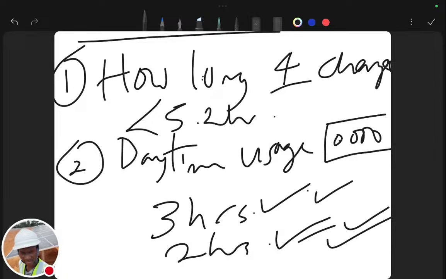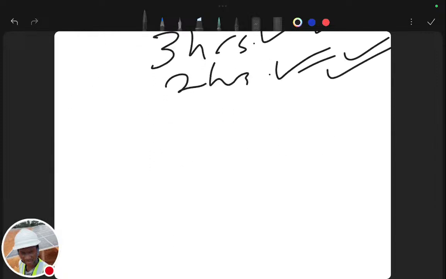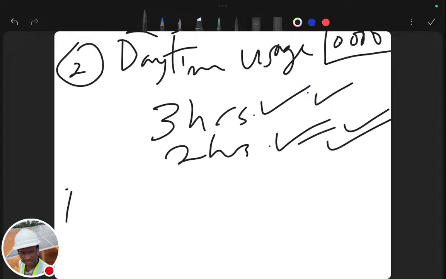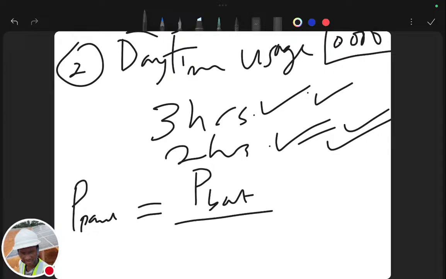So, target 3 hours. Now, let's determine the number of panels. To know the number of panels, or before we do that, to know the panels you need to calculate the power of the panels. To know the power of the panels you are going to need, you need to take the power of the battery and you need to divide that by the charge time you are targeting.